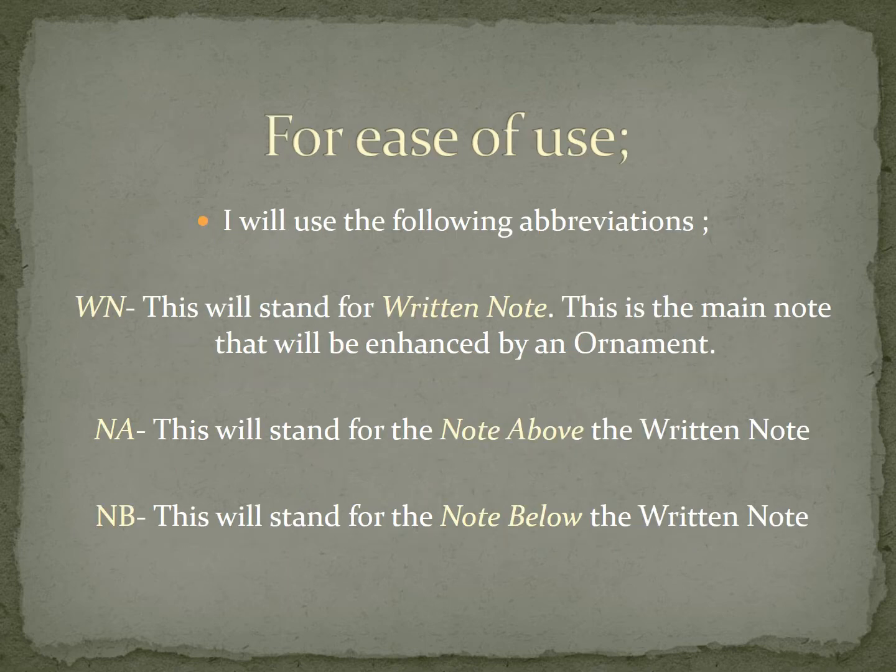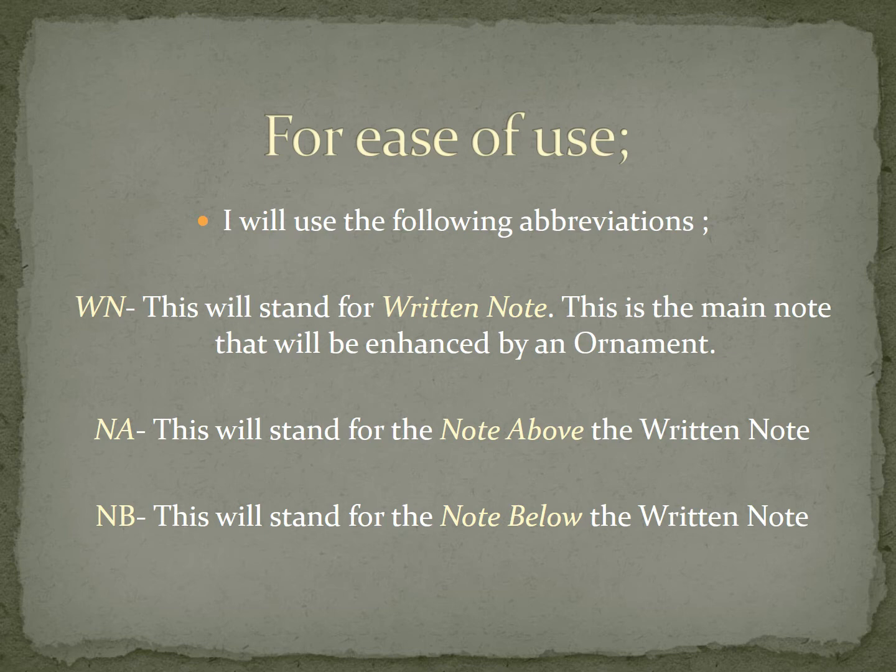Now, just as much for my ease, I'd like to use the following abbreviations throughout this lesson. WN, this will stand for the actual written note. Now, this is the main note or the principal note that was going to be enhanced by the ornament. In other words, the musical sign is usually placed on or next to the principal note, or the WN, the written note. NA, that will stand for the note above the written note.